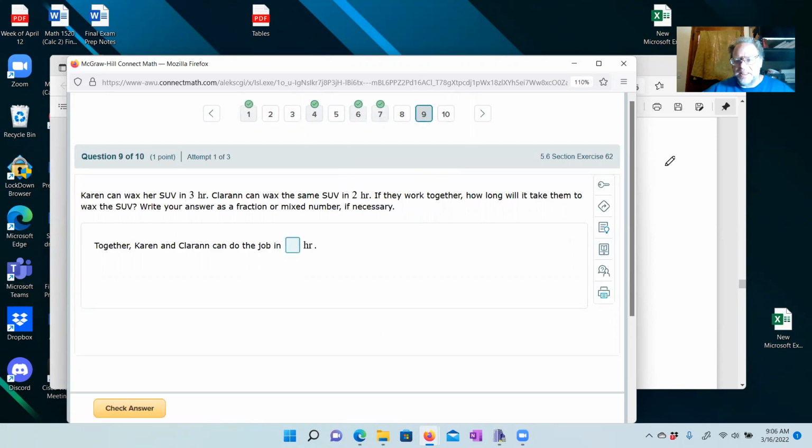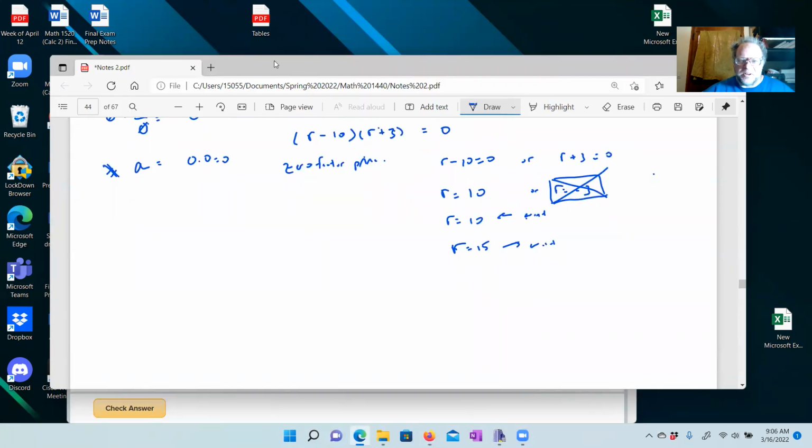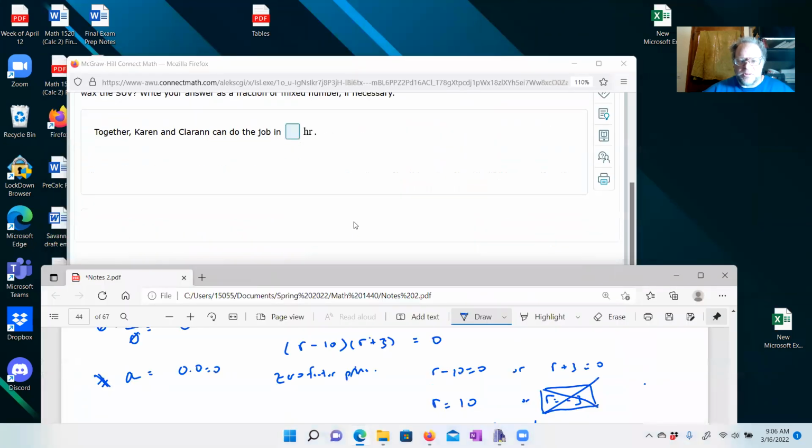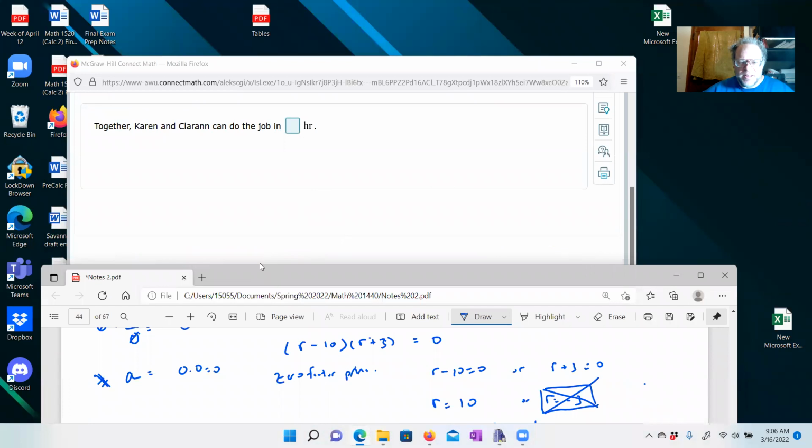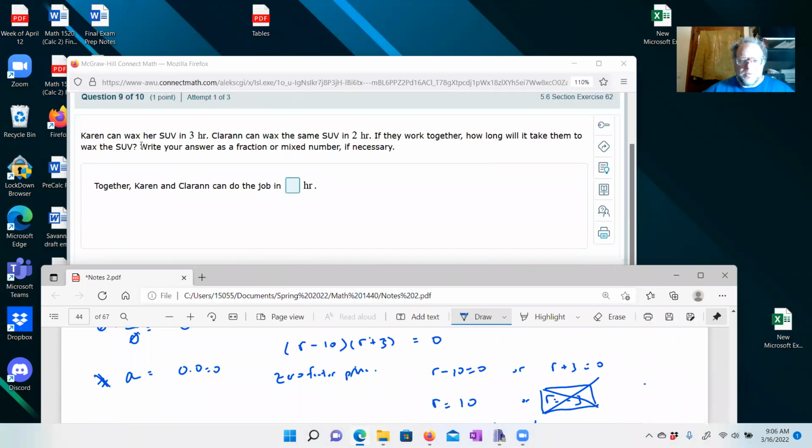And then these are fun. So let me go through and walk you through what the reasoning is here. Okay, so we have: Karen can wax the SUV in 3 hours. Claren, nice, can wax the same SUV in 2 hours. If they work together, how long will it take? Okay, so here's the issue.